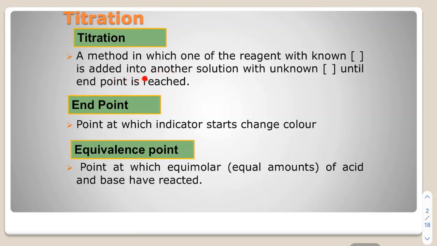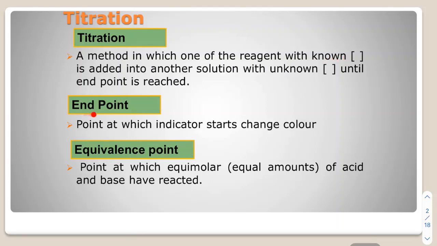So titration is actually a method in which one of the reagents whose concentration we know is added or reacted into another solution with an unknown concentration until the endpoint is reached. Basically, the purpose of titration is to determine the concentration of a solution that we don't know by reacting it with another solution whose concentration we know.